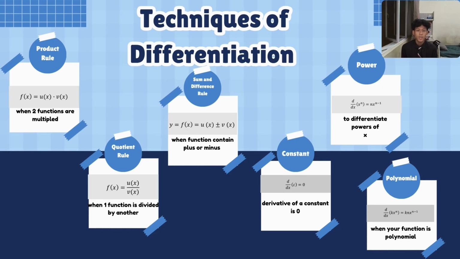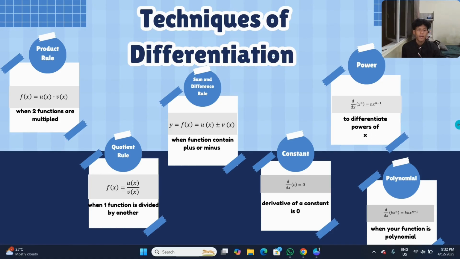The next one is the constant rule, d over dx of a constant equals 0. This is when the derivative of a constant is 0. The next one is the power rule, d over dx of x to the power of n equals n x to the power of n minus 1. This is to differentiate the power of x. The next one is the polynomial rule, d over dx of k x to the power of n equals k n x to the power of n minus 1. This is when your function is a polynomial.